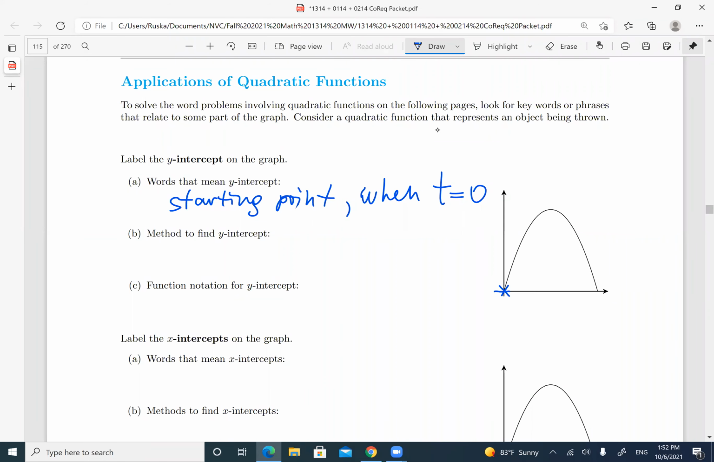Method to find the y-intercept. If you have an equation, how do you find the y-intercept? You don't solve for x, you substitute x with 0. Yes, you plug it in or substitute t equals 0 and it's going to give you the y-intercept. Technically it is x equals 0, but in most of the problems we're going to solve, the x-axis is the time. So we're substituting t equal to 0 and that's how you find it. Okay? And then simplify. We're not solving, we're simplifying the equation, right?